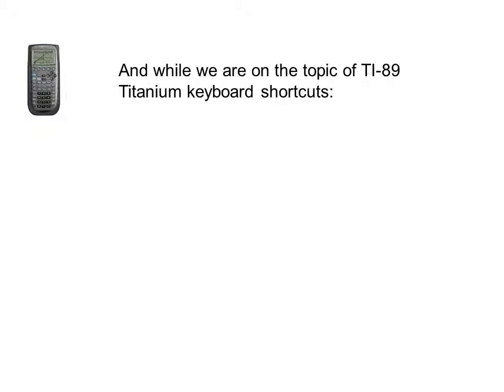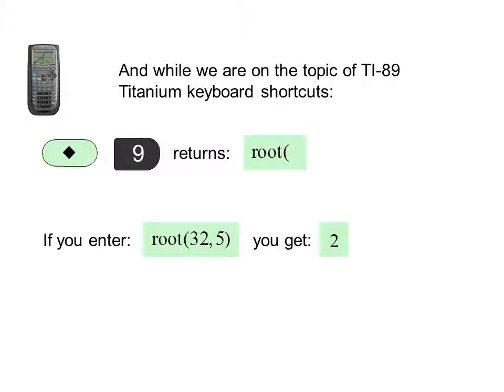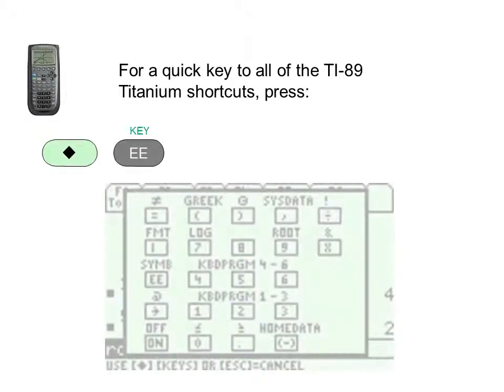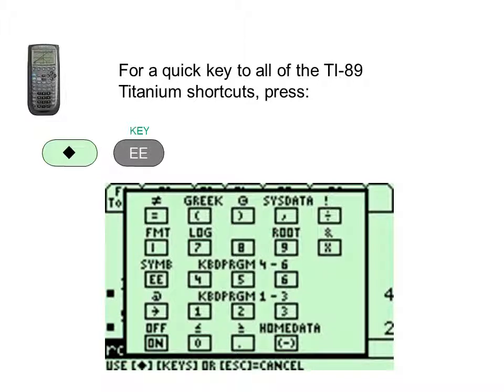And while we're on the topic of TI-89 Titanium keyboard shortcuts, pressing Diamond 9 returns root. If you enter the 5th root of 32, you get 2. For a quick key to all of the TI-89 Titanium shortcuts, press Diamond EE, which says key above it, and you get the key to the shortcuts.